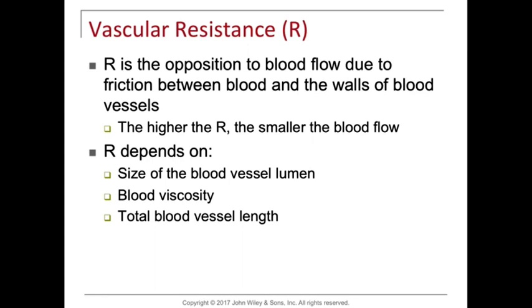So resistance, the R. Resistance is the opposition to blood flow due to friction between the blood and the walls of the blood vessels. The higher the resistance, the smaller the blood flow. Now, the resistance depends on the size of the blood vessel lumen, the blood viscosity or thickness, and the total blood vessel length. So resistance increases if the size of the lumen gets smaller. So if you have vasoconstriction, the blood pressure is going to go up.